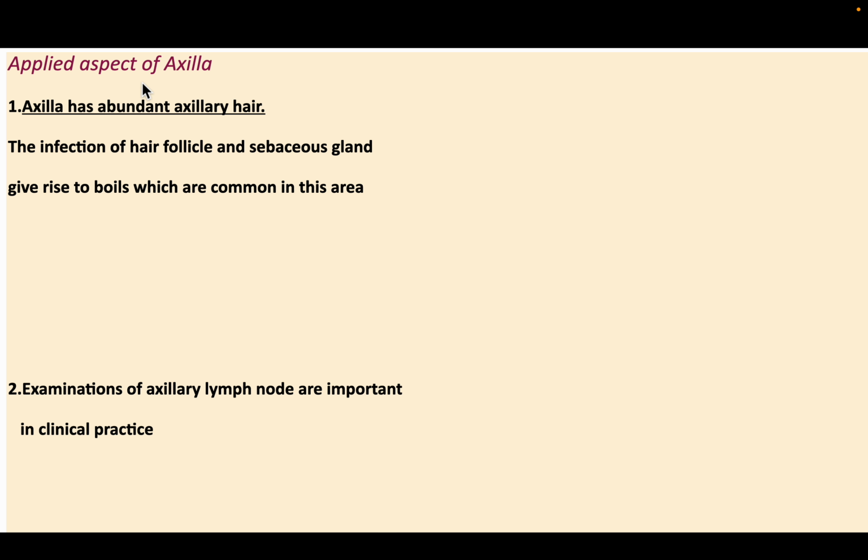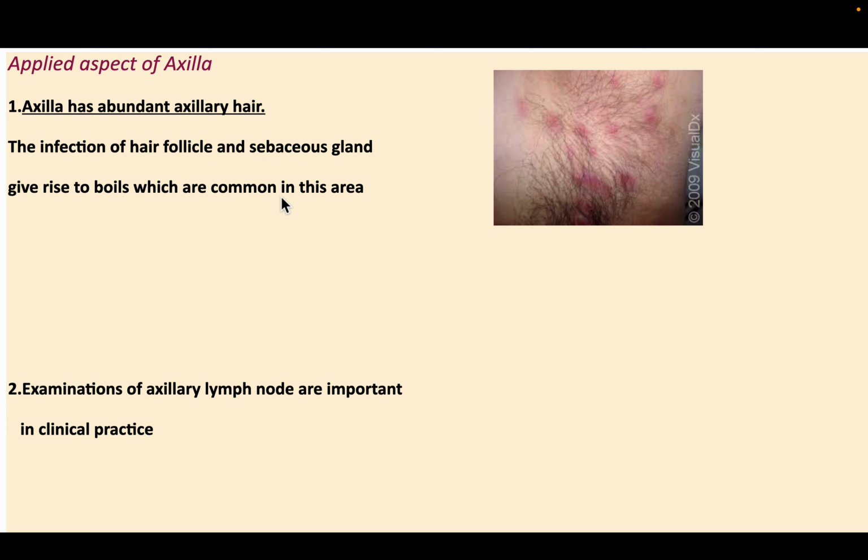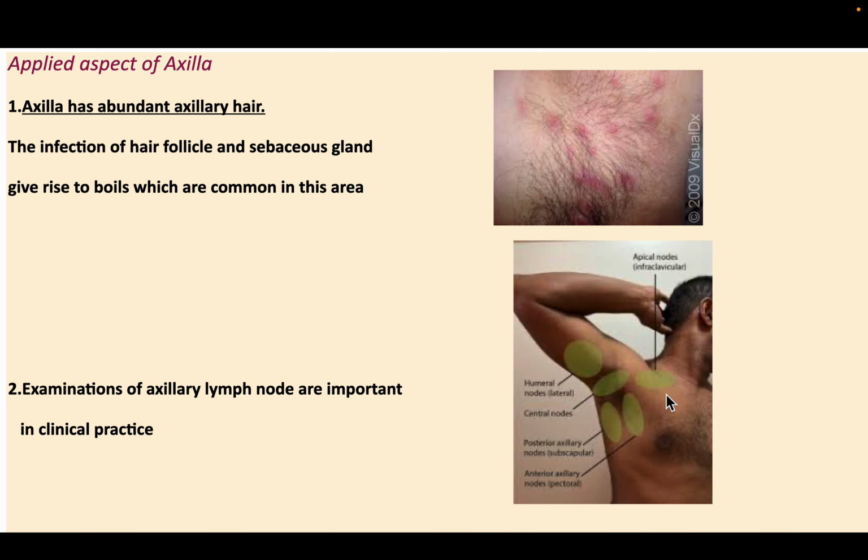Now coming to the applied aspect of axilla, why axilla is important. Now this axilla has abundant axillary hair. The infection of hair follicle and sebaceous gland gives rise to boils which are common in this area. Then examination of the axillary lymph nodes is important in clinical practice. So you should have the knowledge of the location of the different axillary groups of lymph nodes.